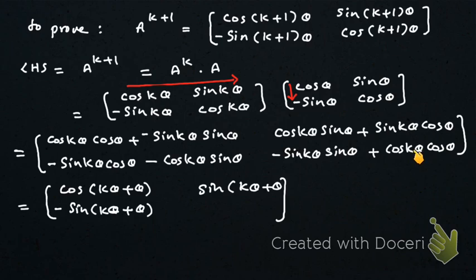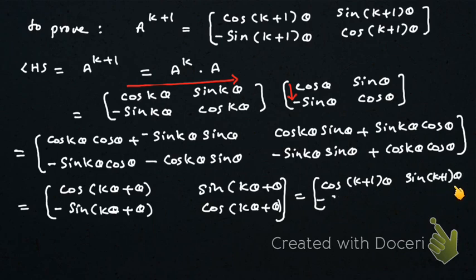Here again I will read it this way, cos A cos B, this term first. Cos A cos B minus sin A sin B is cos of A plus B, cos of k theta plus theta. If I take theta common factor out, it's going to be cos of k plus 1 into theta, which is exactly the same as the right hand side, what I am trying to prove.